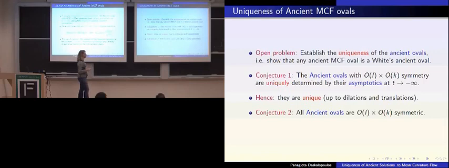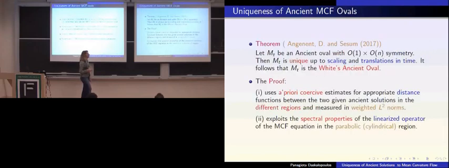And there are two conjectures. The first one is, two problems here. Of course, there can be one problem if you can do it all at once. But one is to show the rotational symmetry, and then prove the uniqueness.